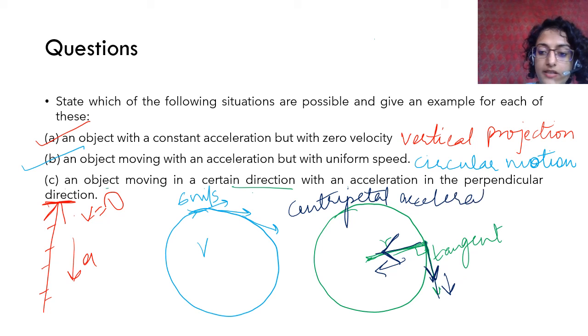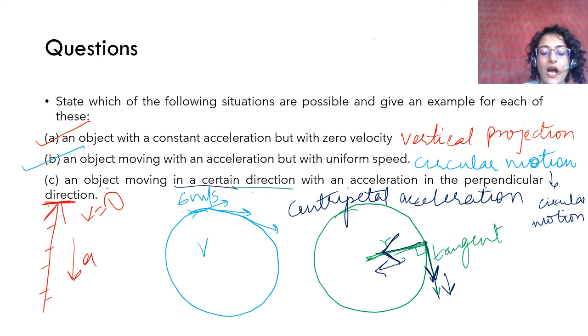Centripetal acceleration. This happens in circular motion. This is also possible in circular motion. Okay, these are important to remember. You can be asked these in the question in your paper. Okay. So next.